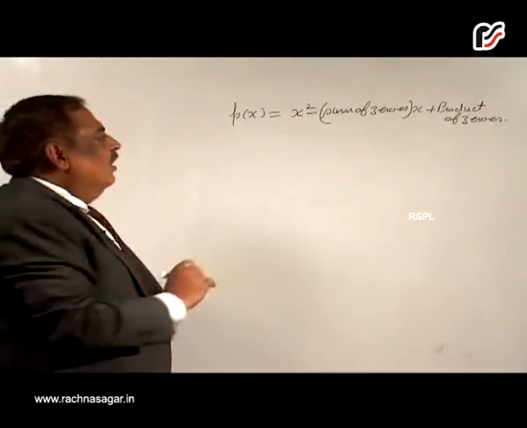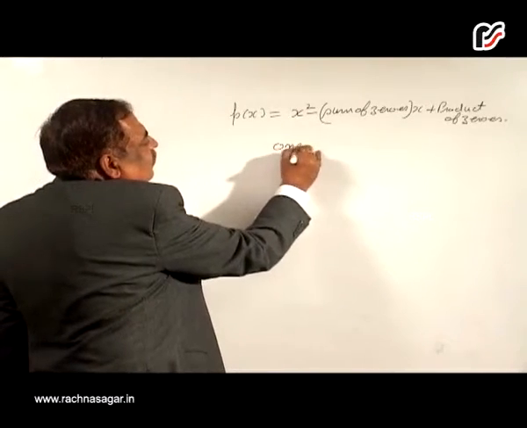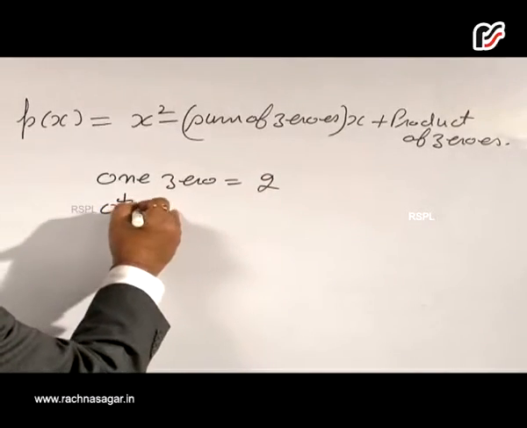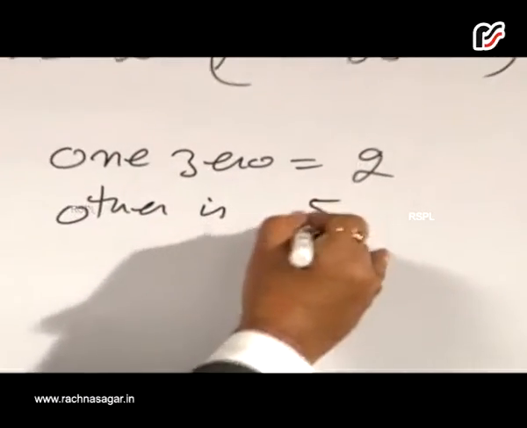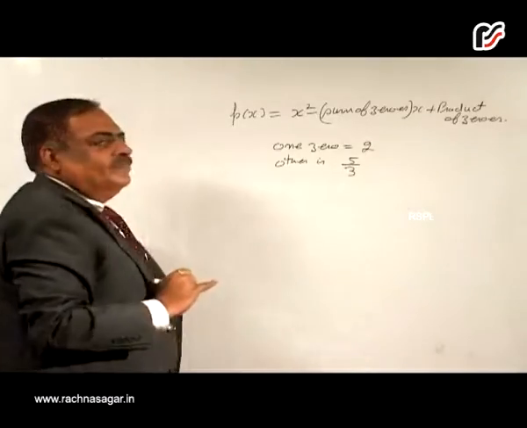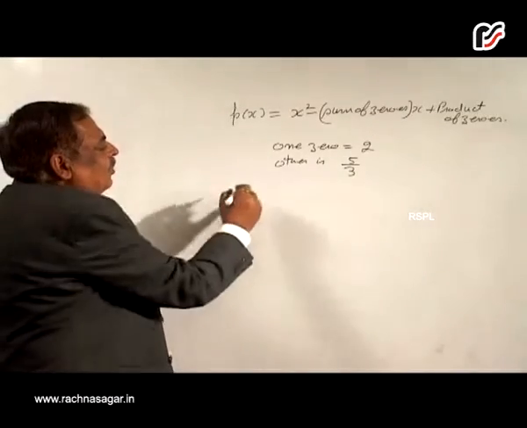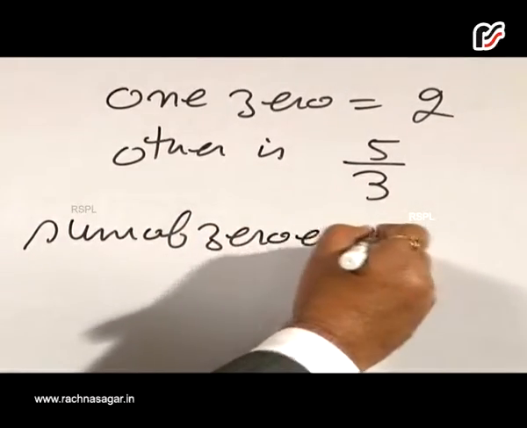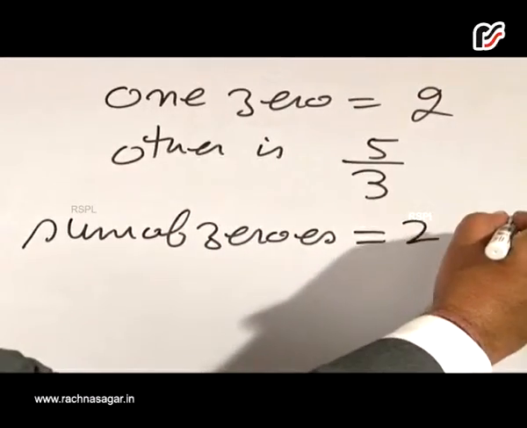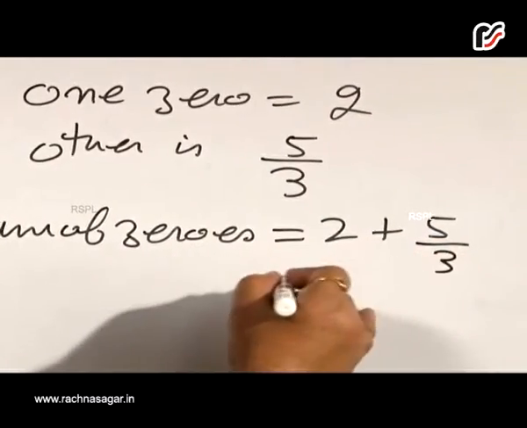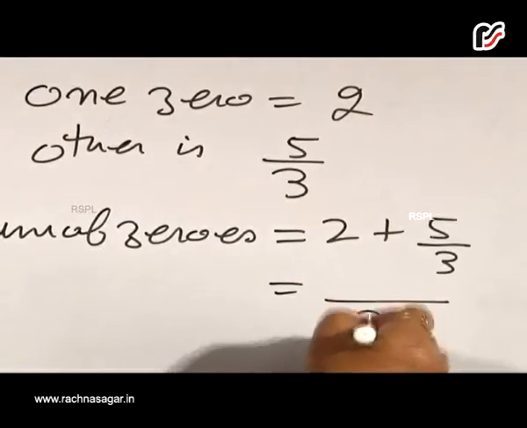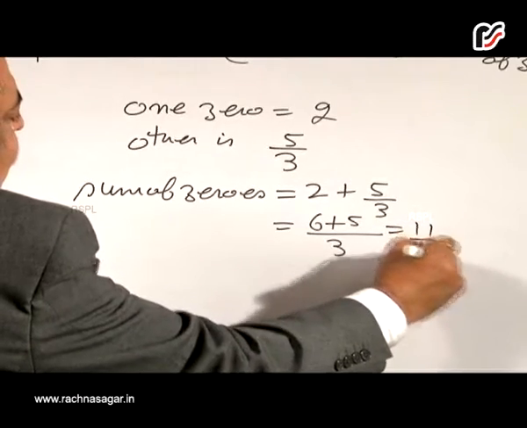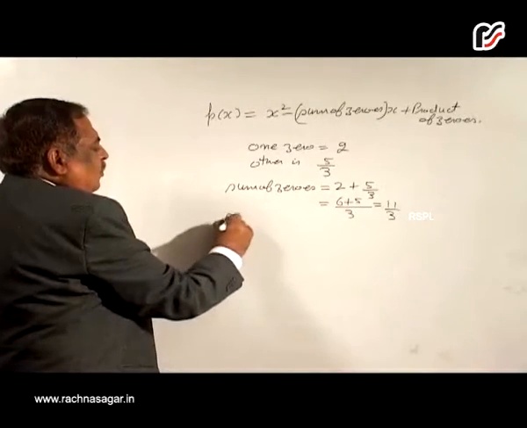The given zeros are, one zero is equal to 2 and the other is 5 by 3. Now to find the sum of the zeros, we add these two zeros, 2 plus 5 by 3, which on solving gives us 11 by 3. Now product of zeros.